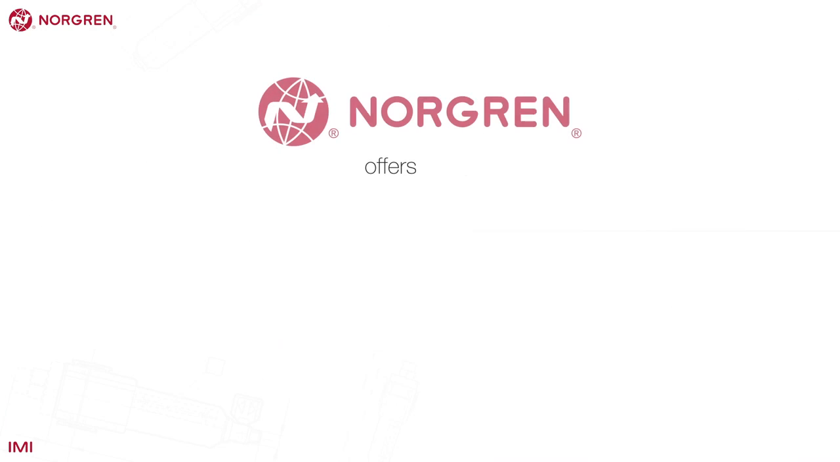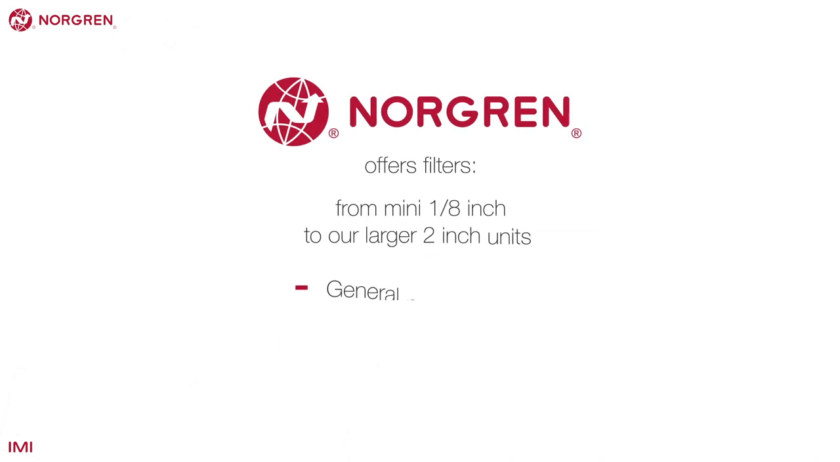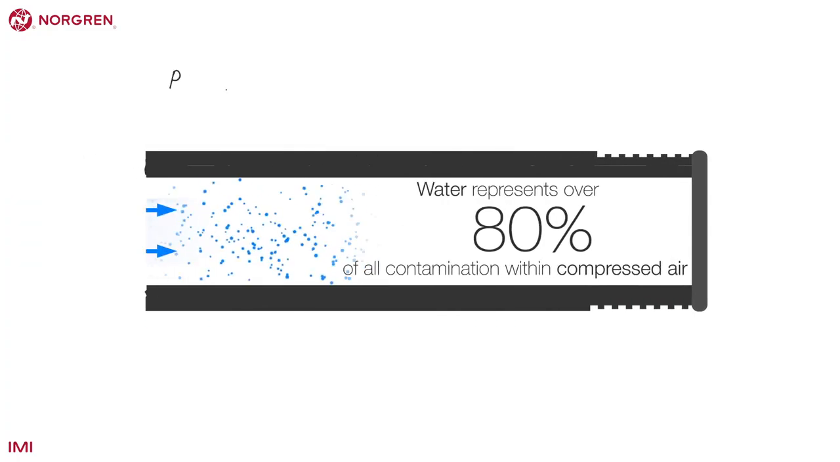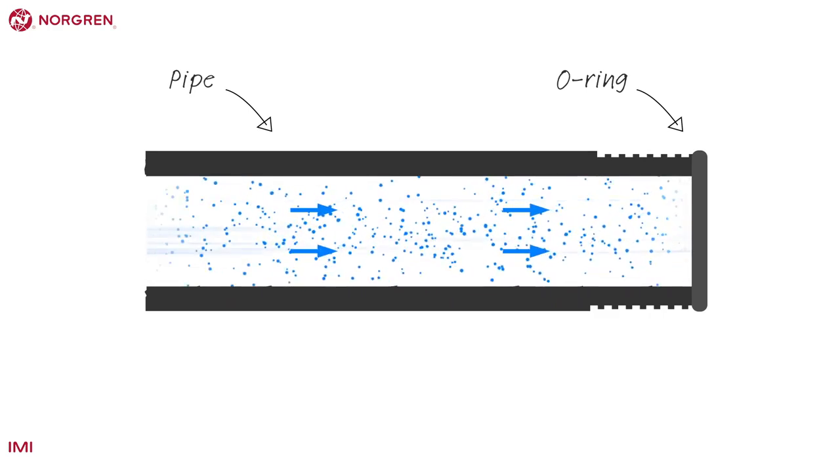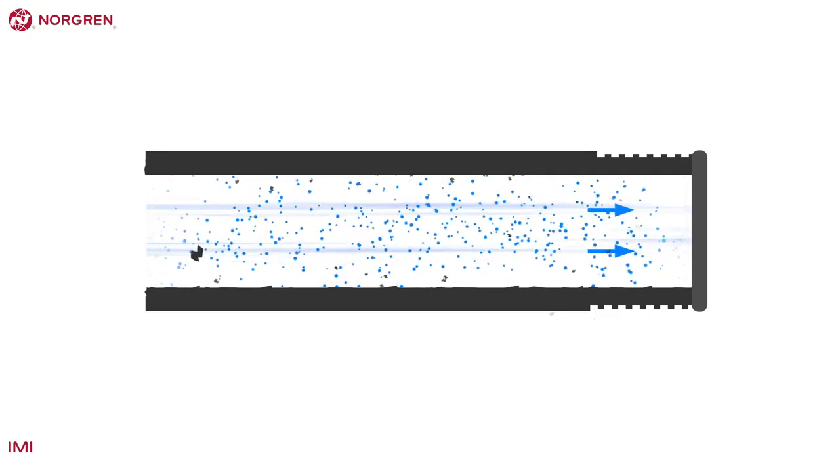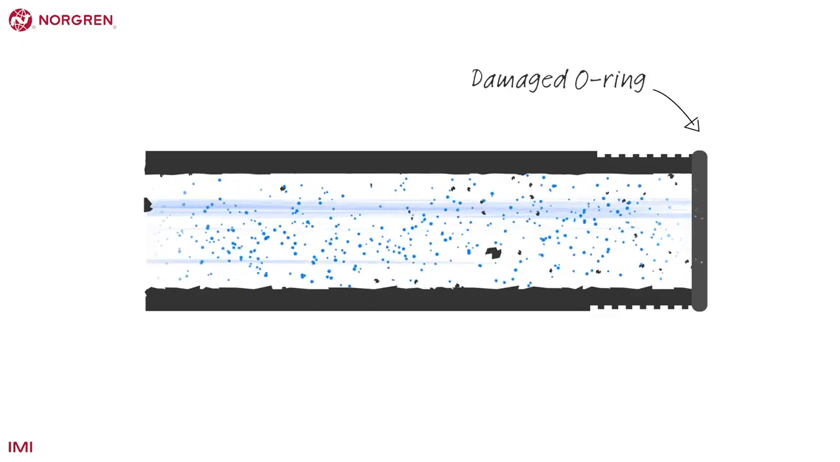Norgren offers filters from mini 1/8 of an inch to big 2-inch units as general-purpose filters, coalescers, or oil vapor removal filters. Water represents over 80% of all contamination within compressed air. Wet air causes corrosion through the entire system and reduces the lifespan of components. Fragments of corroded piping can end up being fired through the system and cause significant damage.